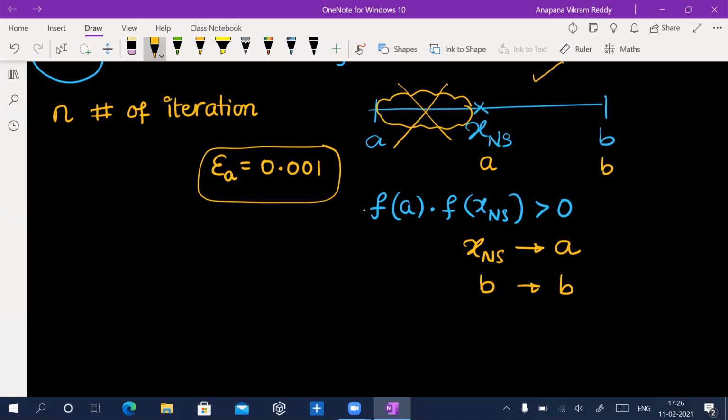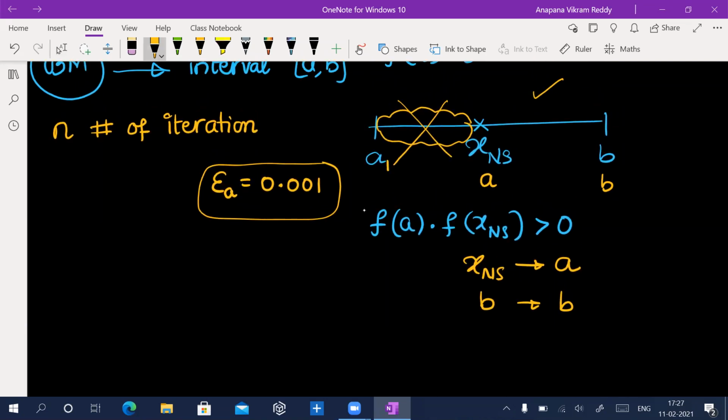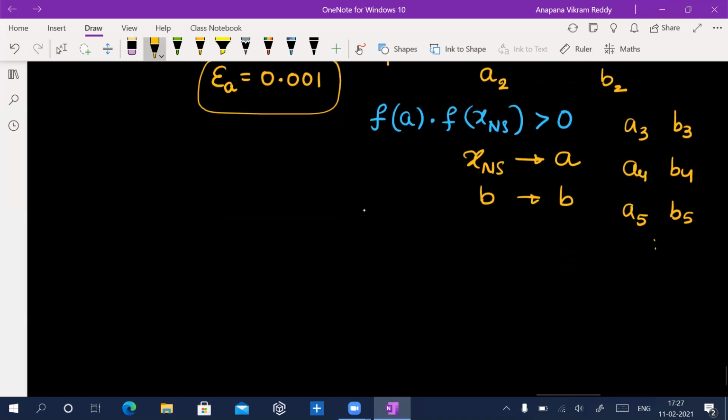If you go from one iteration to the other iteration, the interval is reduced by 2, which means it will be half in every iteration. So I keep on modifying. Initially I have A, B, say this is my A1, B1. I modify it to A2, B2, then I get A3, B3 in iteration number 3, A4, B4 in iteration number 4, A5, B5 in iteration number 5, and so on. In iteration number n, I get some values A n and B n.